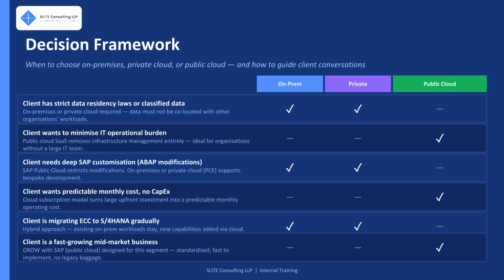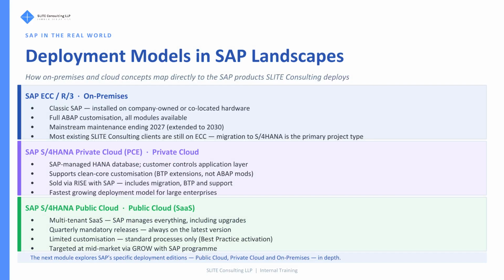Apply this to Acme. They have relatively standard manufacturing and finance processes with some custom reports, a small IT team, and a growing on-premise maintenance burden. That profile guides the conversation towards a cloud-hosted option that keeps flexibility without the infrastructure burden, the recommendation we make on the next slide. Now we map these concepts directly onto the SAP products Slight Consulting deploys.